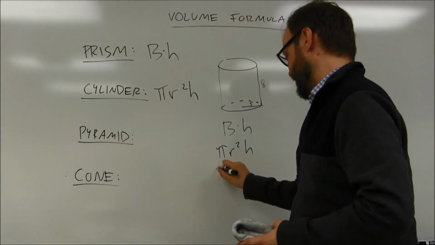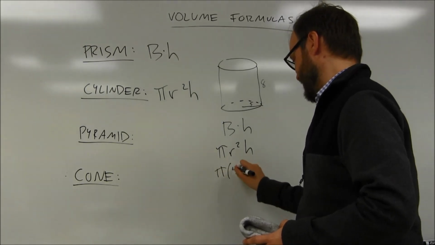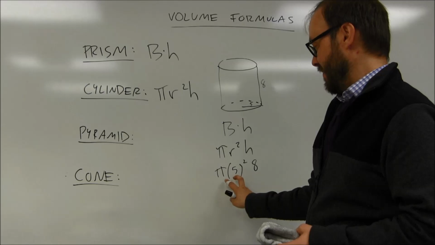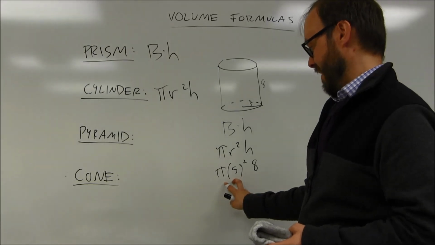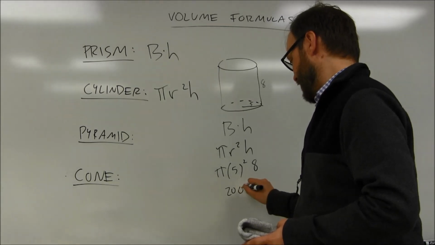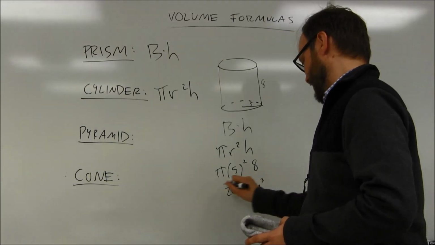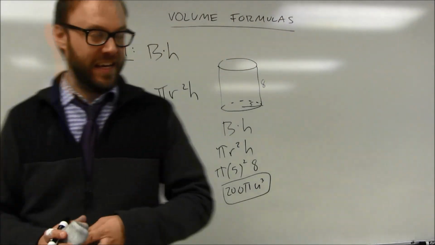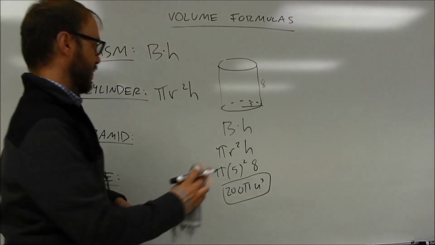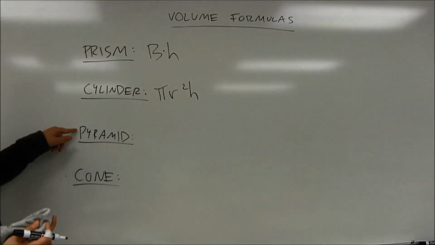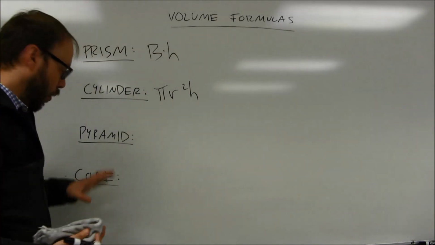Okay, so in this particular case, pi times the radius of 5 squared times the height of 8. The area of the base is going to be 25 pi. 8 times 25 pi is going to be 200 pi. And remember, that's cubic units, okay? So that's a little bit over 600 cubes that could fit into that shape if it had those dimensions. Okay? Remember that when your shape comes to a point, that's either a pyramid or a cone.